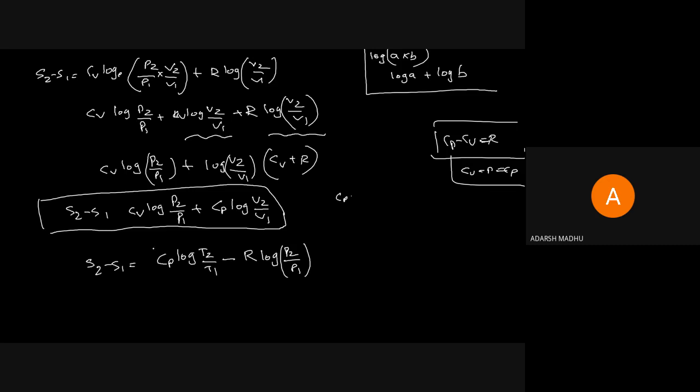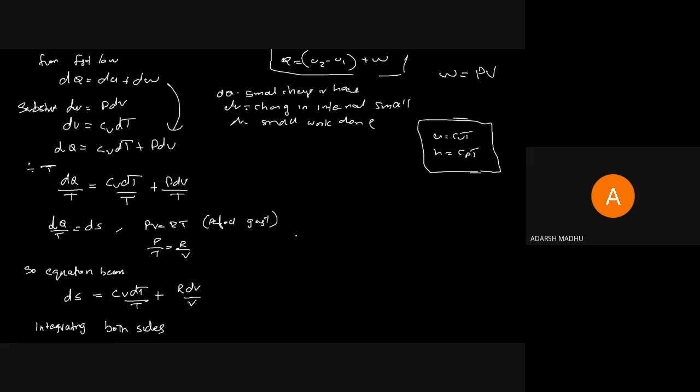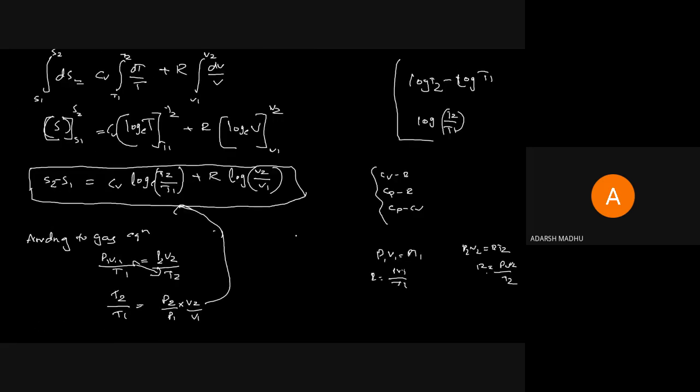Okay, so this equation is based on CP and R, the relation between CP and R. So we get the three equations. The first equation is S2 minus S1 equal to CV log T2 by T1 plus R log V2 by V1. CV is a constant value, R is a constant, T2 by T1 is the initial and final temperature, V2 by V1 is the initial and final volume, S2 minus S1 is the change in entropy.